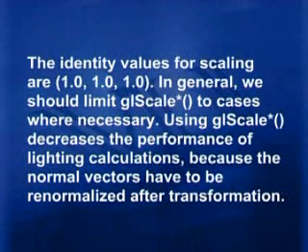The identity values for scaling are 1.0, 1.0, 1.0. In general, we should limit GL scale to cases where necessary. Using GL scale decreases the performance of lighting calculations because the normal vectors have to be renormalized after this transformation. So we have to be careful while making use of GL scale. Wherever we can minimize the use of it, we must, because this causes some hampering in our efficiency.